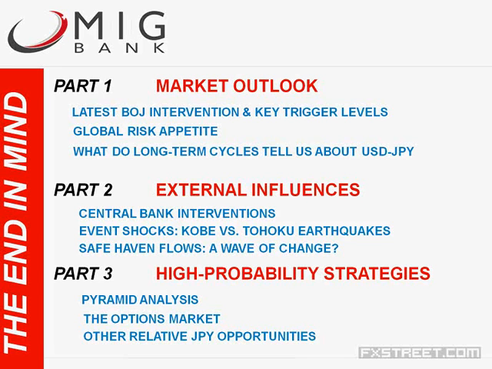I want to make one or two points about the options market and how that might be useful for markets such as dollar-yen, which are very volatile and sometimes not clear as to which direction they will be moving in the short to medium term. And then I just want to make a last point about other relative Japanese yen opportunities, not just the dollar, but what other currencies might be interesting against the yen. I'm only going to make one suggestion, but I just want to open that question.